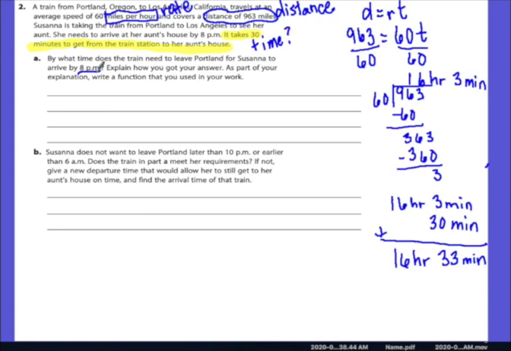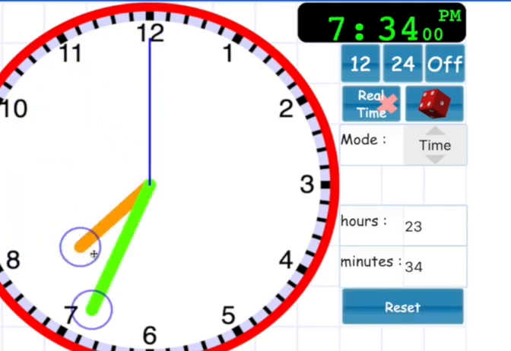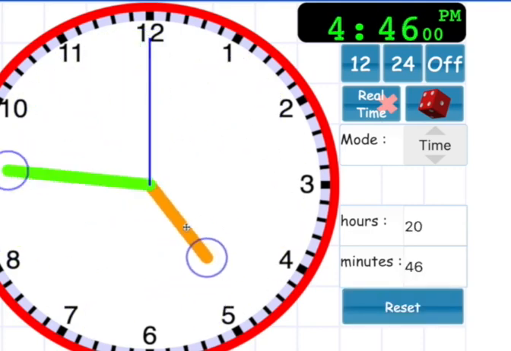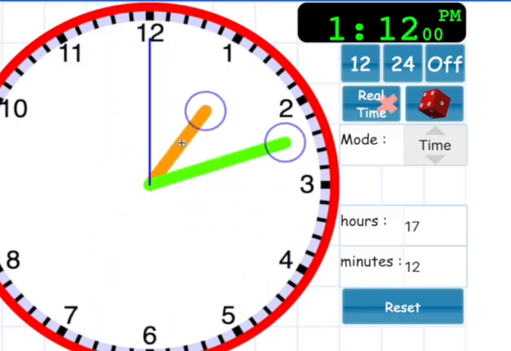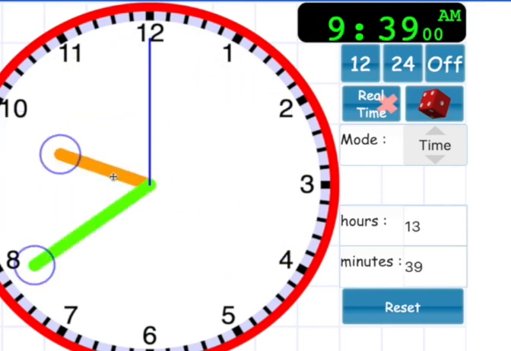When you subtract with time, you have to remember several things. You have to remember that you're going out of 12. So I thought I would show you this clock. Let's take this clock and go backwards. We started at 8 p.m., and we're going to go backwards 16 hours and 33 minutes.